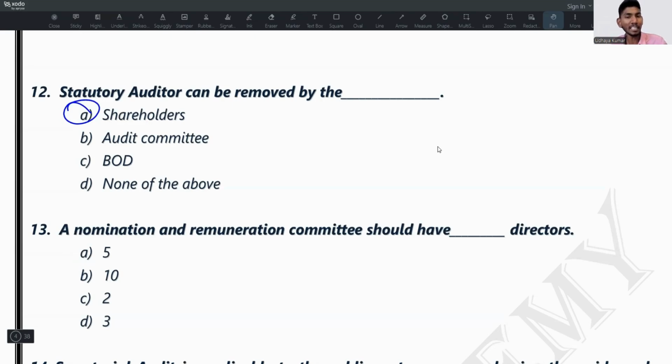Here, neither the audit committee nor the board of directors alone has the power to remove a statutory auditor without shareholder approval. So shareholders can remove the statutory auditor.